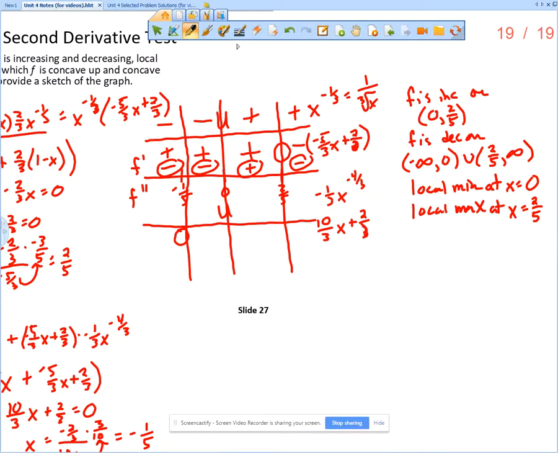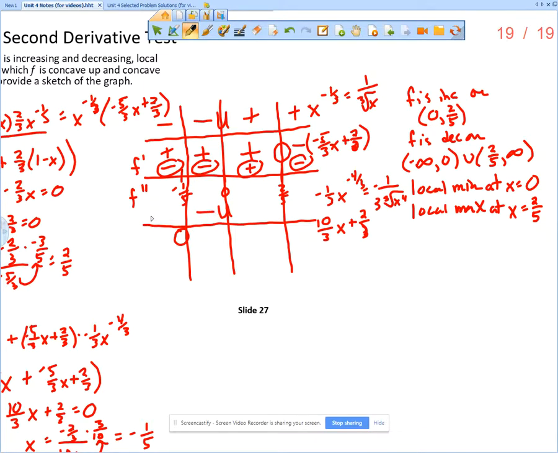So now, second derivative stuff. Let's take this negative 1/3 x to the negative 4/3. What does that mean? Remember, it means negative 1 over 3 times the third root of x to the 4th. So imagine we're taking a negative number, a number to the left of 0. If I take a negative number and raise it to the 4th power, it's positive, but the overall fraction is negative.